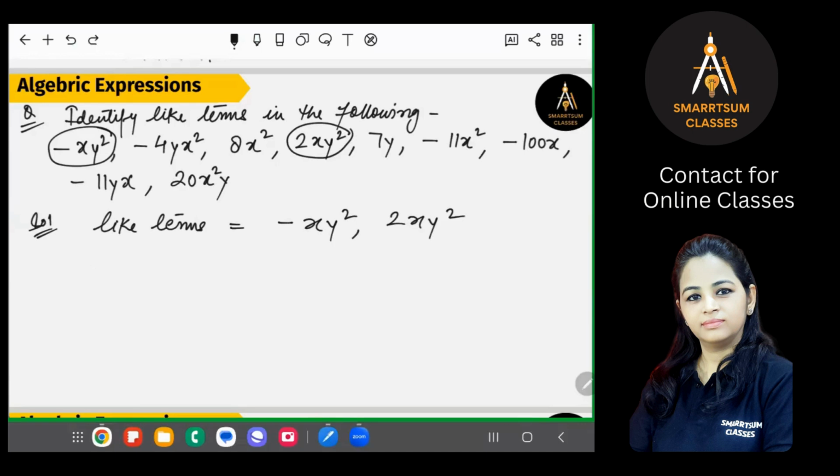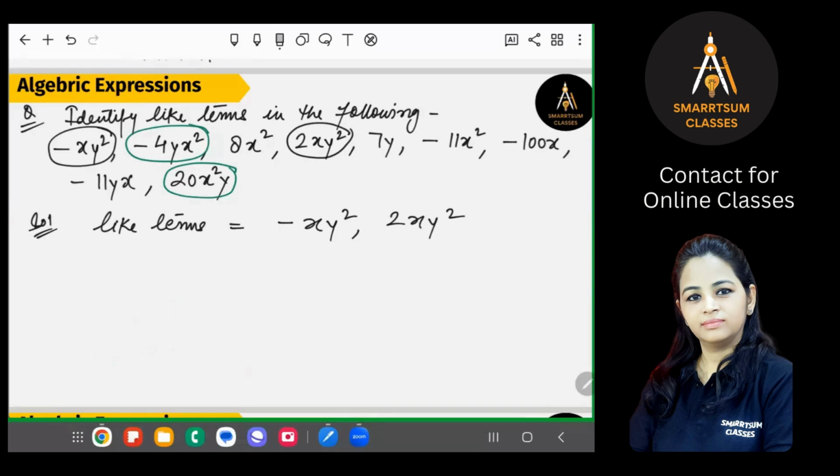So now check it. Minus 4yx square. Is there any other yx square? Yes, 20x square y. 20x square y is the same thing, right? Whether you write x square first or y first, it is the same thing. Why? Because we know that multiplication is commutative. You can change the order of the numbers. So a into b can be written as b into a. Similarly, y into x square can be written as x square into y. They are same. Is it clear?